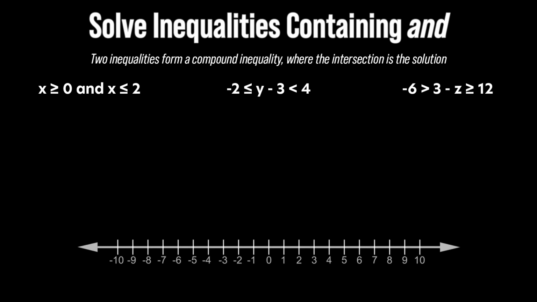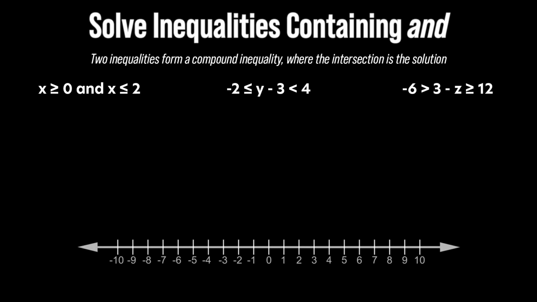Today we're going to learn about solving inequalities containing "and." Two inequalities form a compound inequality where the intersection is the solution. When you have an "and" between two inequalities, then the solution set is only what's included in both of them.